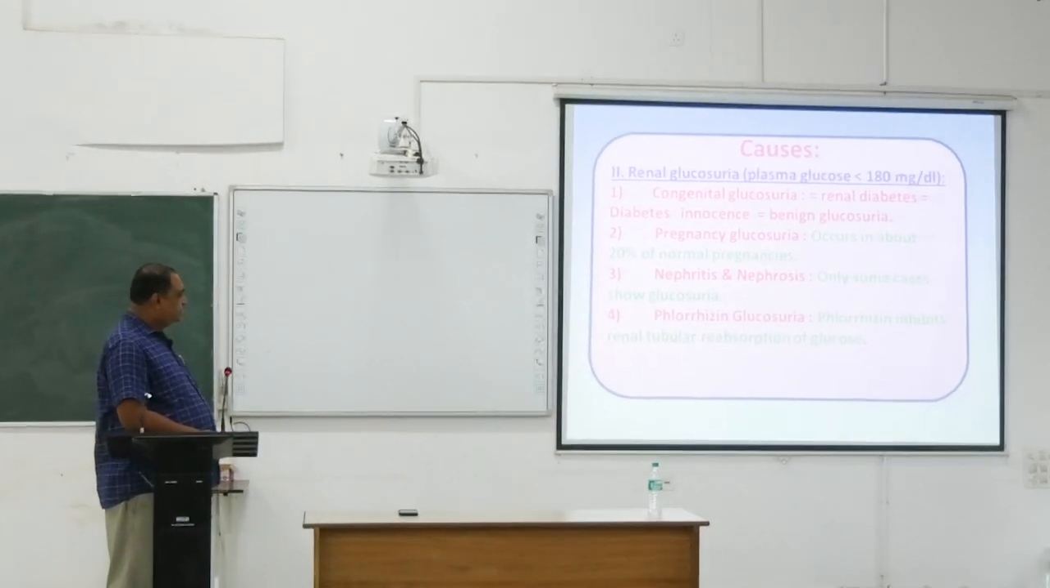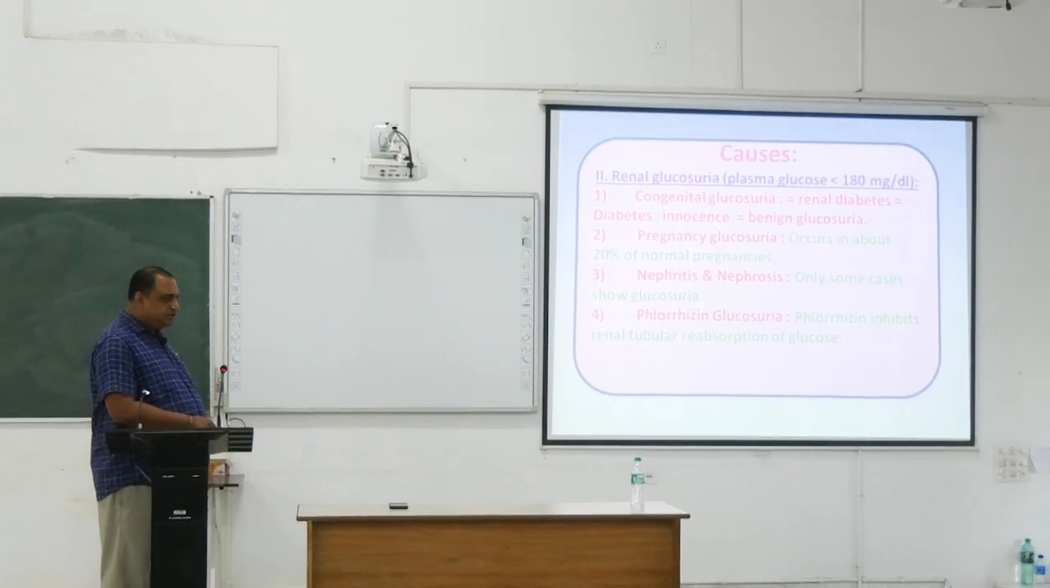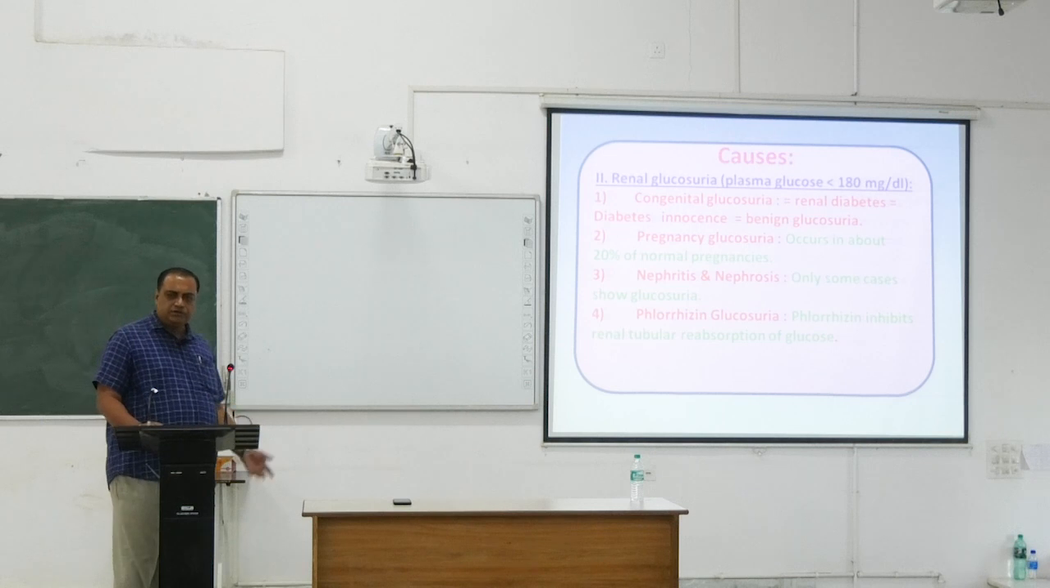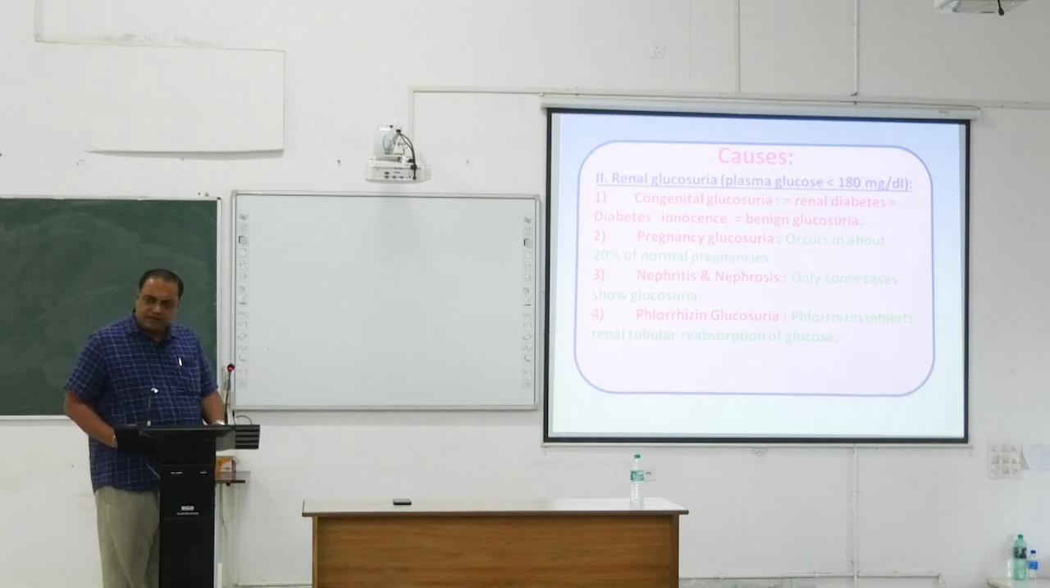Nephritis and nephrosis are kidney disorders. Pregnancy-induced glucosuria is normal physiology. In 20% of pregnancies, glucosuria shows during the pregnancy, but after the pregnancy is over, it becomes normal.